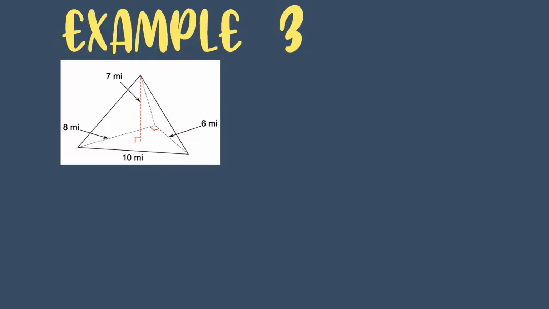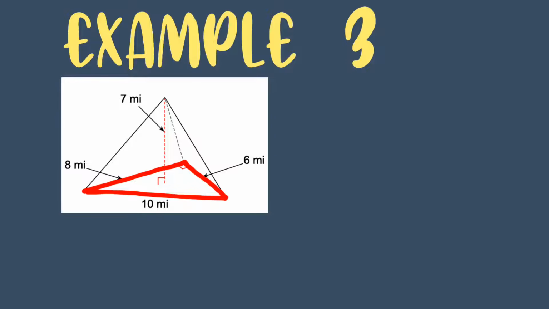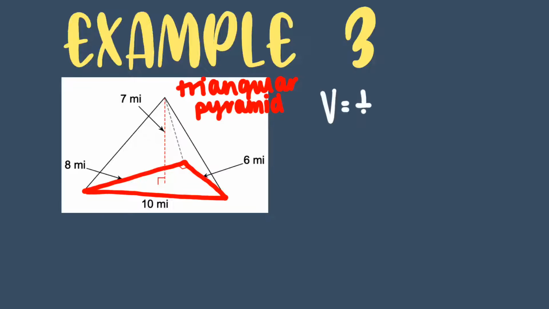All right, example 3 is a little different, but we're still going to make the same steps. I go down and I look at my base shape. And when I outline it, I see that it is a triangle. So I know that this is a triangular pyramid. Remember, if you don't know how to name these, you need to rewatch the video on classifying 3D figures. Even though it's a triangular pyramid, the only thing that's going to change is how we find the area of the base. So you still have volume is equal to 1/3 the area of the base times the height.